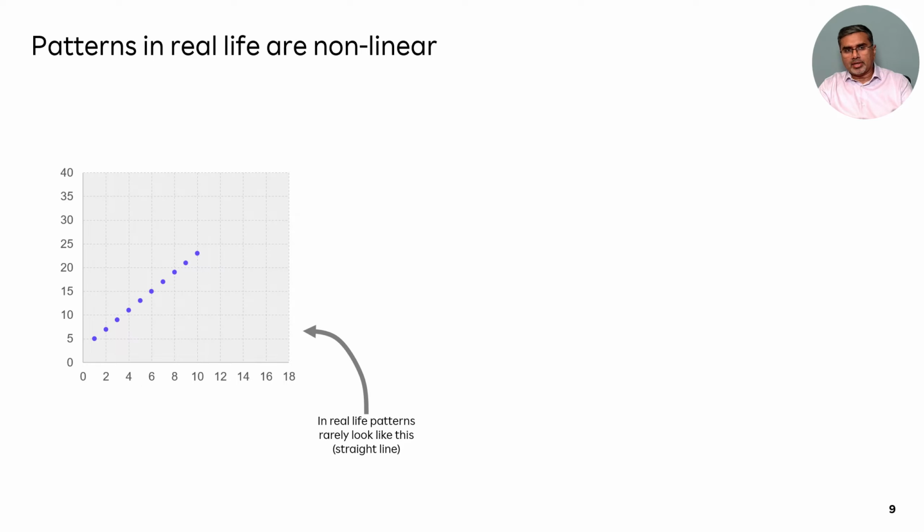If you look at real life, patterns rarely look like this. They are rarely a straight line where everything is growing linearly. And by the way, what is a linear pattern? A linear pattern is where you can draw a straight line between all the data points to fit that pattern. So the slope of this line is always going to be constant. That's a linear pattern. But very rarely do you see patterns like this in real life. Most real life patterns are more complicated.